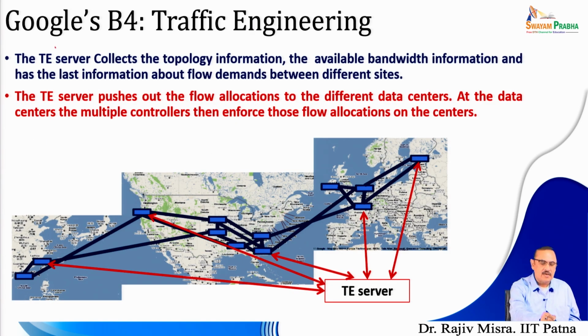The traffic engineering server collects the topology information, the available bandwidth information, and has the latest information about the flow demand between different sites. The traffic engineering server pushes out the flow allocations to the different data centers with multiple controllers, which then enforce these flow allocations in the data center. So, you can see that the traffic engineering server will collect all the information from different sites and then enforce these flow allocations to these particular data centers.